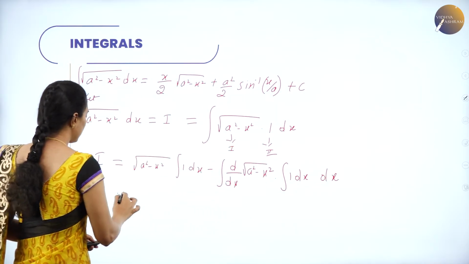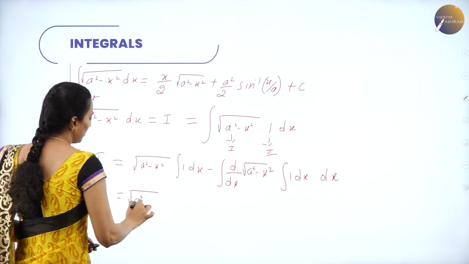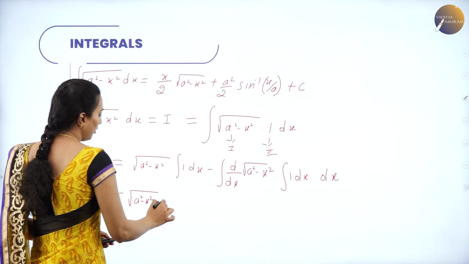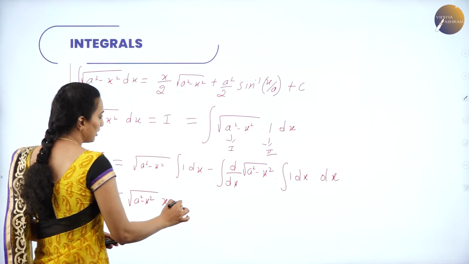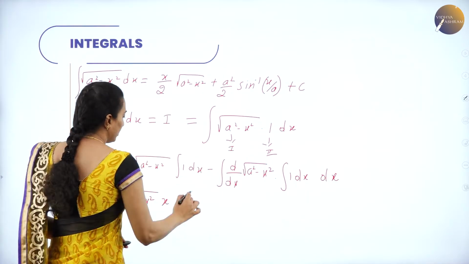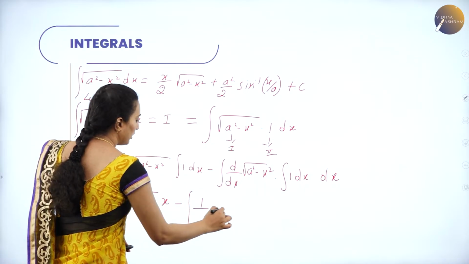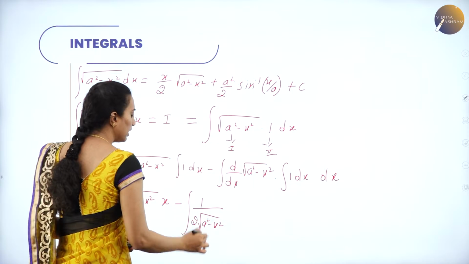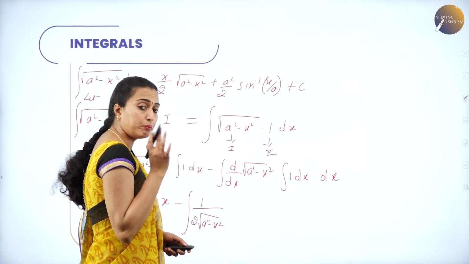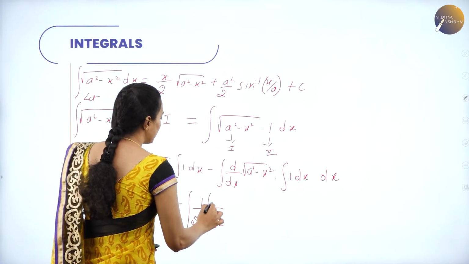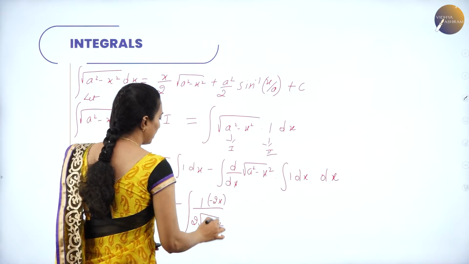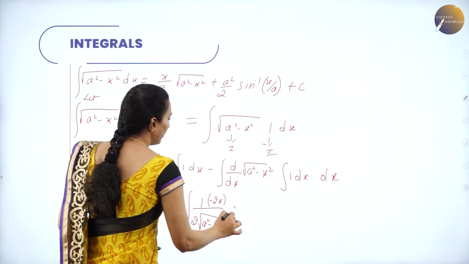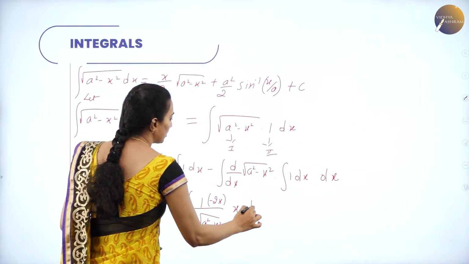Now this happens: under the root a squared minus x squared, integral of 1 into dx is x, minus, this will become what? D by dx of this is 1 divided by 2 root a squared minus x squared into a squared differentiation is 0 minus x squared differentiation is minus 2x, right? Minus 2x into 1. Again, you are having integral of 1 into dx is x into dx.